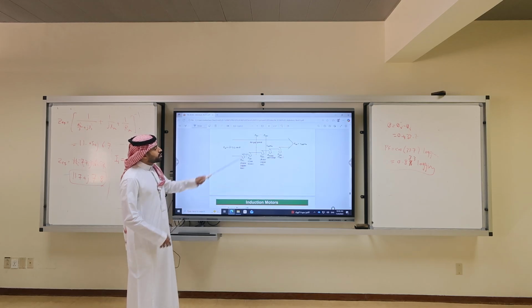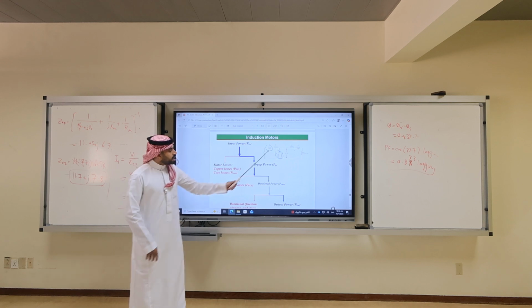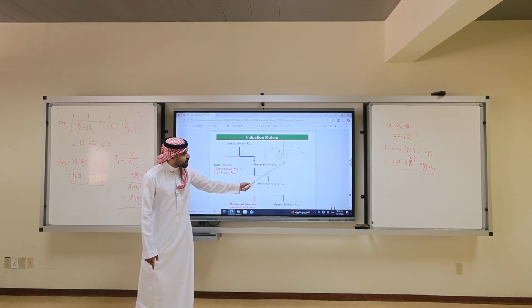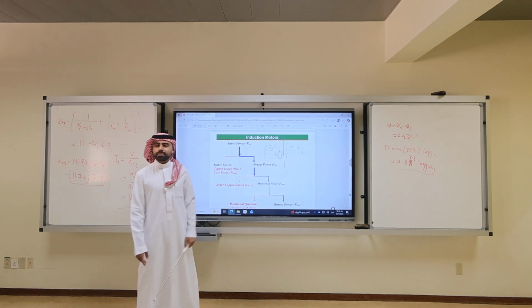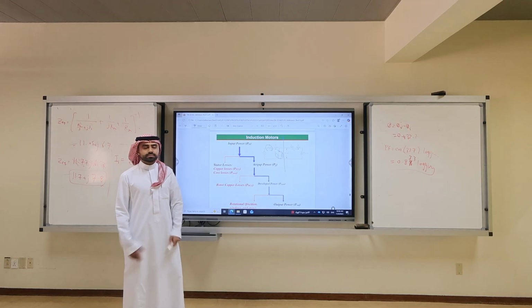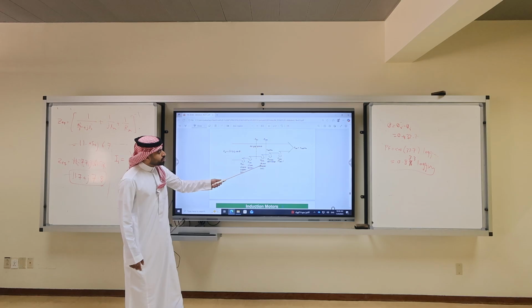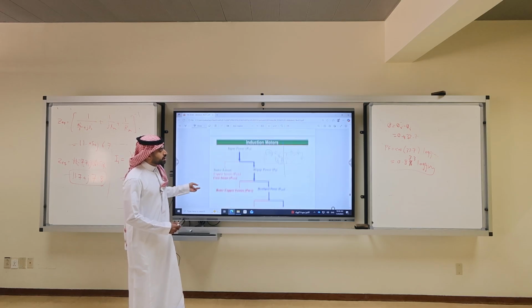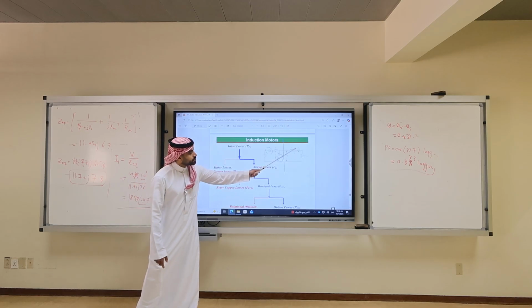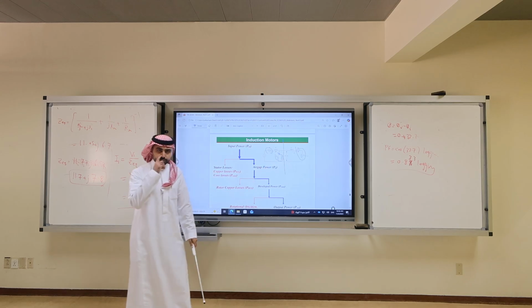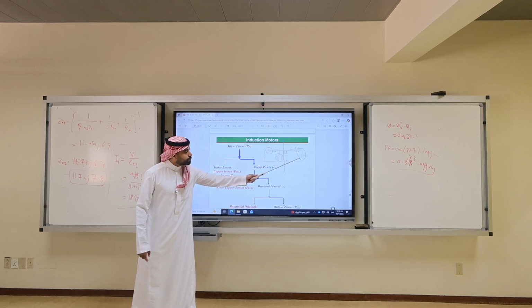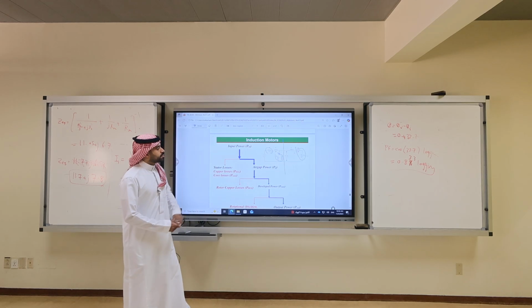Then we have an air gap power. Why do we call it an air gap power? Because here is the border between primary and secondary. It crosses an air gap. Then we have RCL, rotor copper losses, here: I square times R2 prime over S.